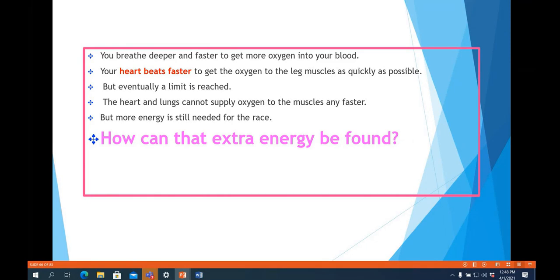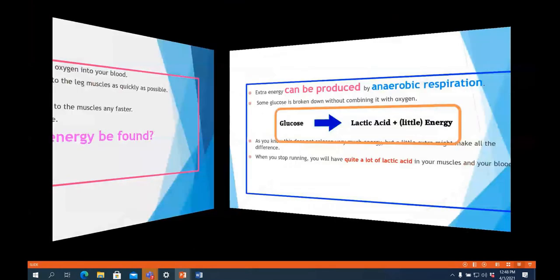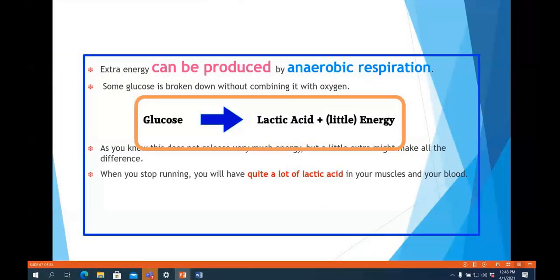By anaerobic respiration. During this time, the cells need immediate energy, so they respire anaerobically even without the presence of oxygen. And during this time, lactic acid is produced, isn't it? So extra energy can be produced by anaerobic respiration, as we discussed earlier. Some glucose is broken down without combining it with oxygen. But though energy is released during this process, lactic acid is also produced. The glucose is broken down to lactic acid plus a little energy, isn't it?